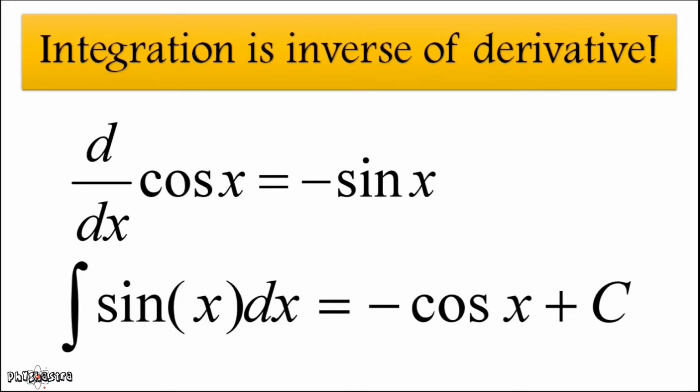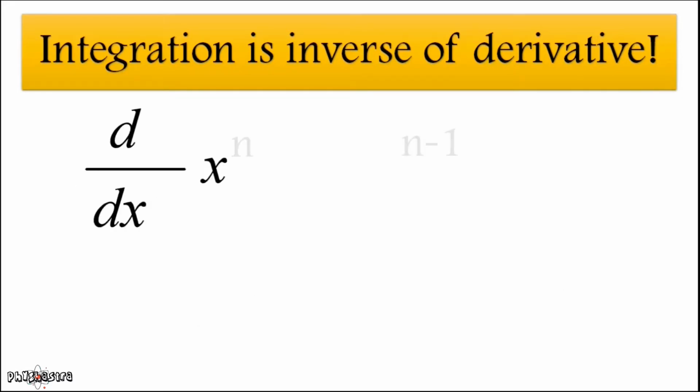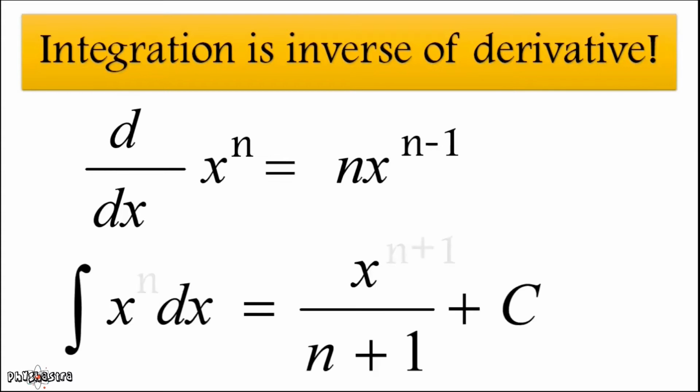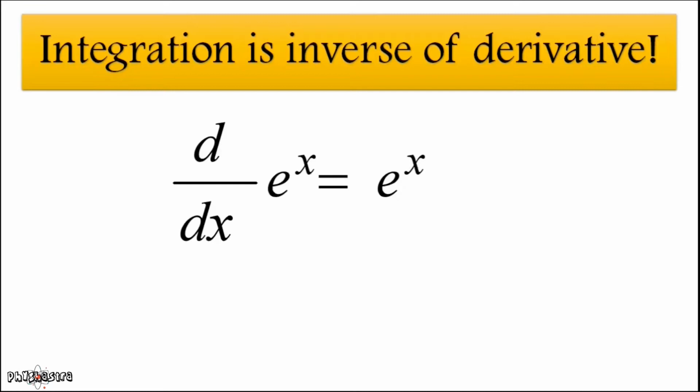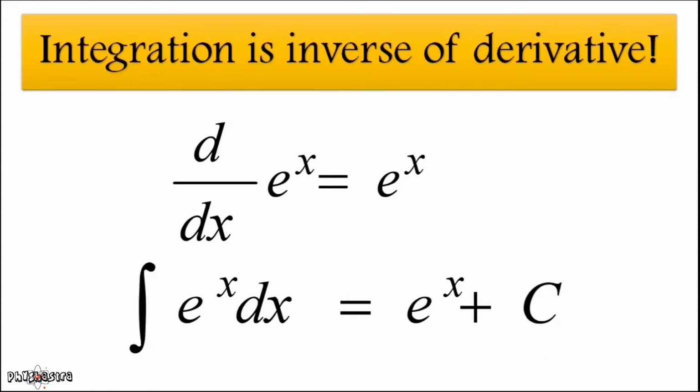Let's try something more familiar. The derivative of x raised to n is n multiplied by x raised to n minus 1, right? When we arrange it, we get the integration of x raised to n is equal to x raised to n plus 1 whole divided by n plus 1, and of course plus c. Most of the basic functions can be integrated this way. For example, the derivative of e raised to x is e raised to x. Then the integration of e raised to x is e raised to x plus the constant c.